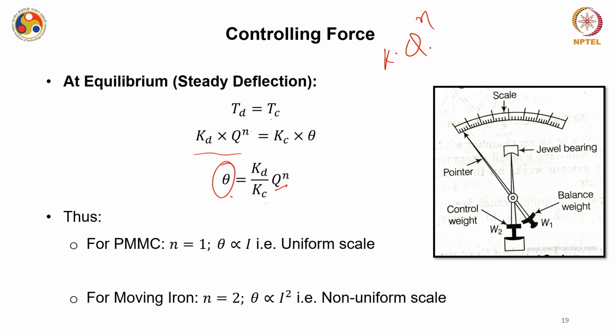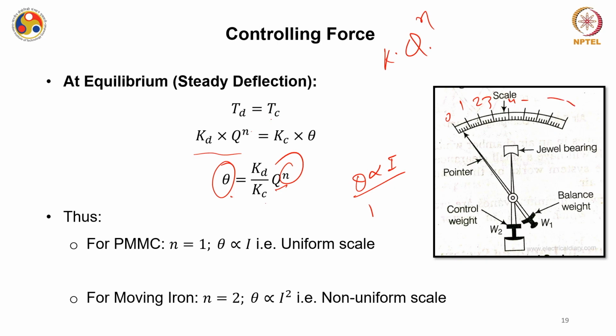Say for an ammeter, we are measuring current, so theta is directly proportional to current, and then you have a uniform scale. This controlling torque is basically defining the type of scale you are using for the measurement. For the PMMC, theta is directly proportional to I, because I have already taken this n factor as 1, which means that this scale is uniform. So this value is 0, this is 1, 2, 3, 4 and so on.